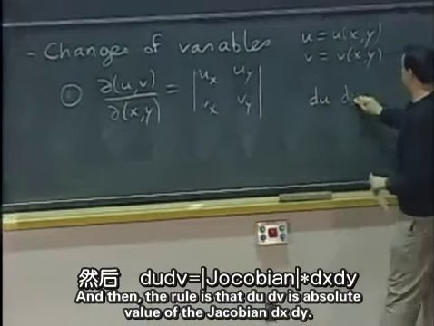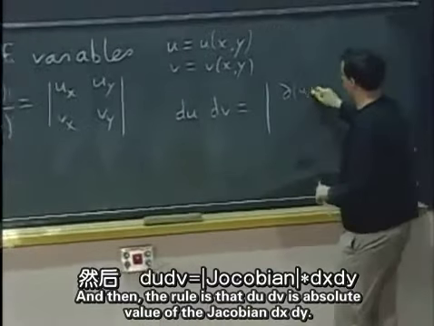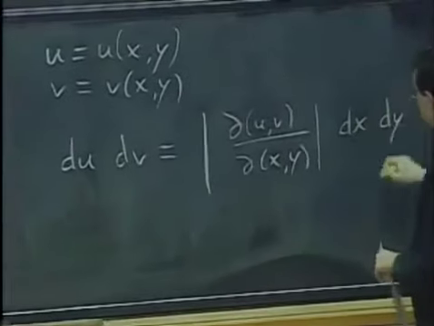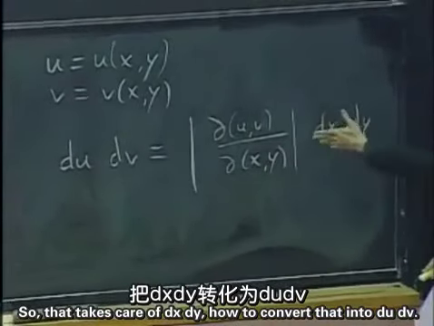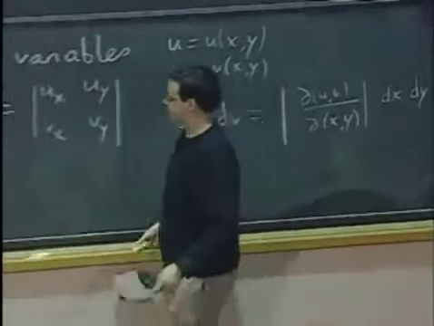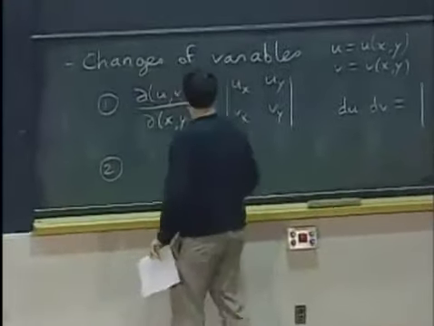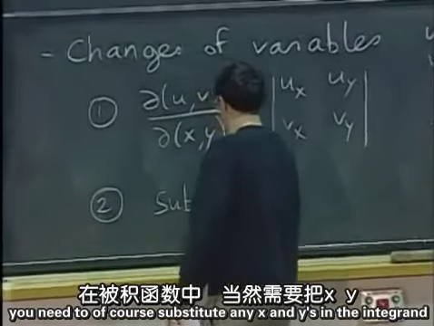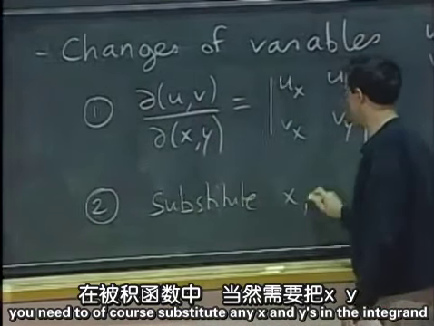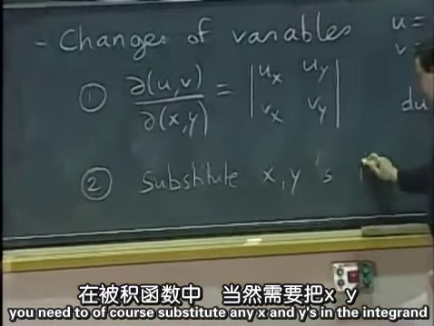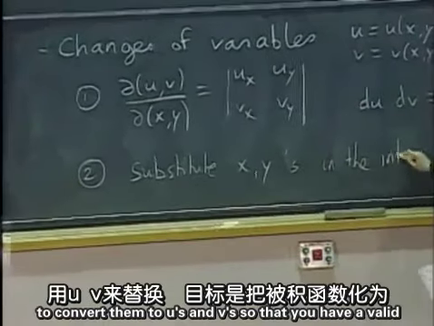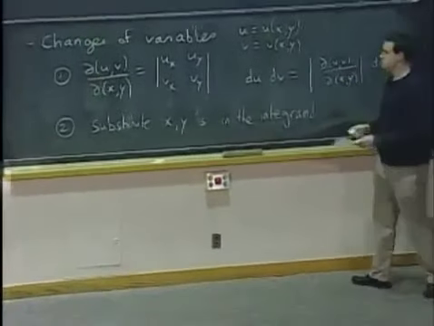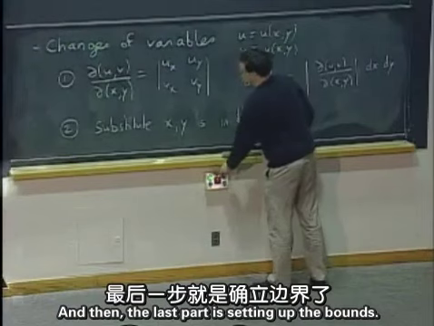And then the rule is that du dv is the absolute value of the Jacobian times dx dy. So that takes care of how to convert dx dy into du dv. The second thing to know is that you need to substitute any x and y's in the integrand to convert them to u's and v's, so that you have a valid integrand involving only u and v. And then the last part is setting up the bounds.